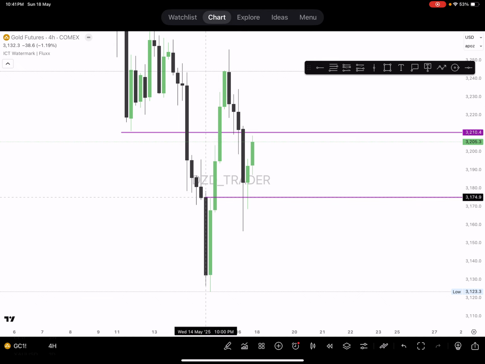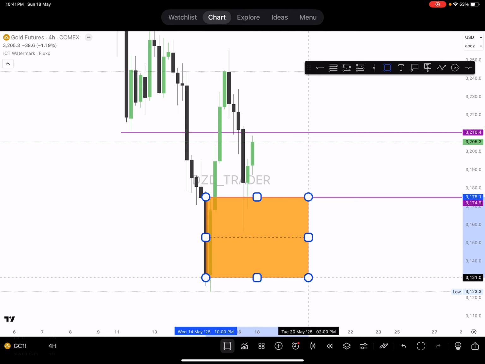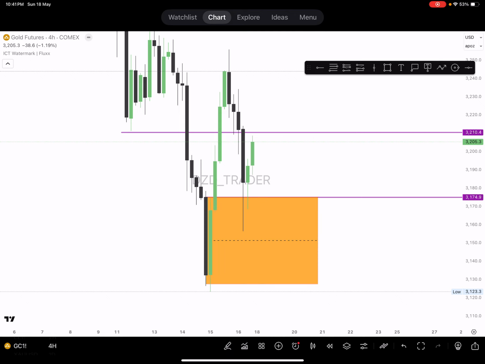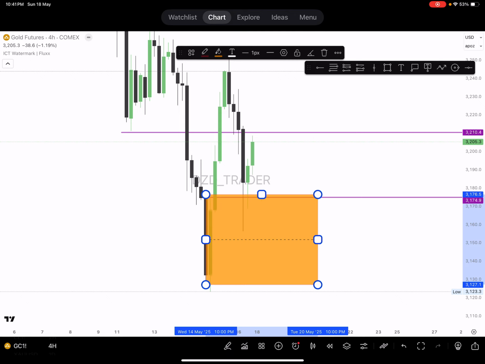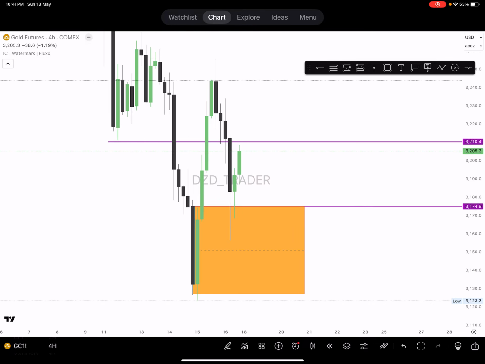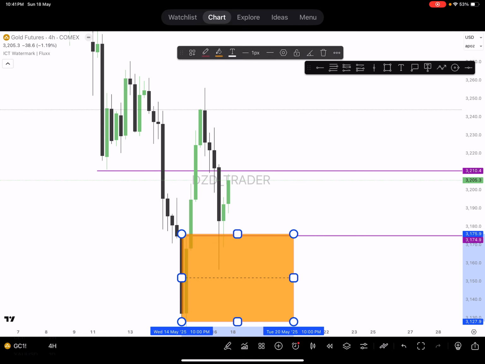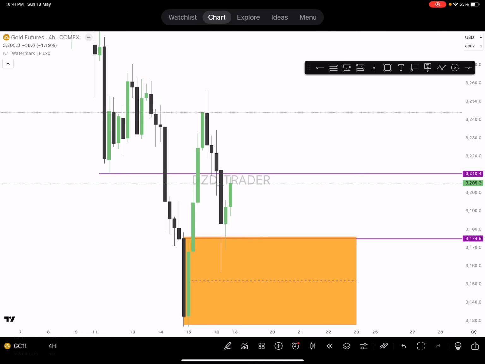Okay, so that's how the price did. The price did pierce through it. But did it pierce through 50% of it? No, it did not pierce the 50%. This is live data, so I'm expecting gold to rally up higher. On the 4 hours, I'm expecting gold to rally higher this week.